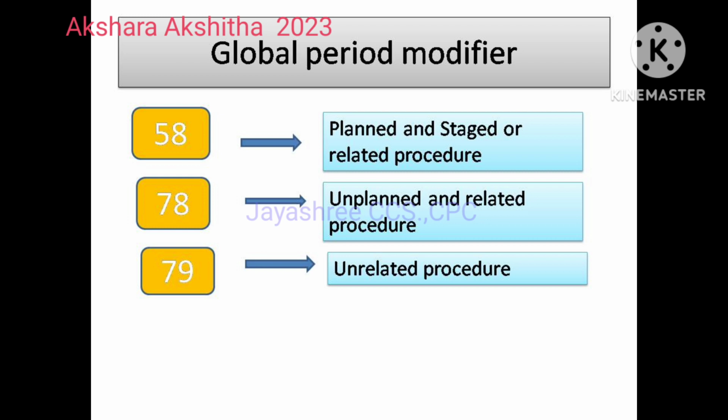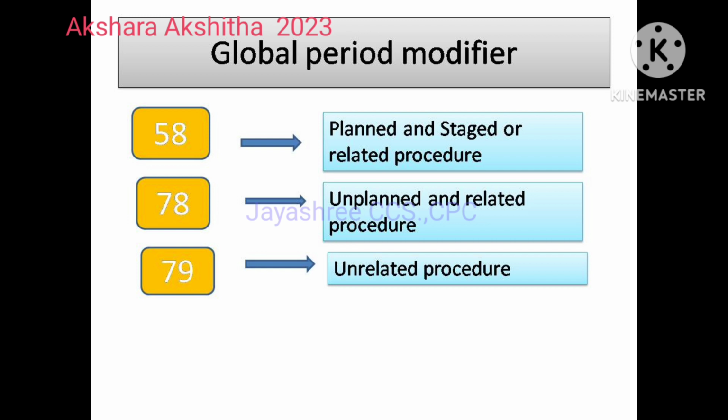So for example, a doctor performed one procedure, any major procedure like cholecystectomy. That procedure comes under a 90 days global period. So during that 90 days, if the patient comes again for another procedure, and that second procedure is related to the main procedure, then we need to append 58 modifier or 78 modifier. If it is a planned, staged or related procedure, it means 58. If it is an unplanned related procedure, it means 78. Okay.